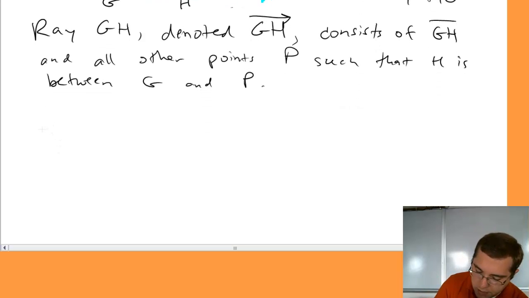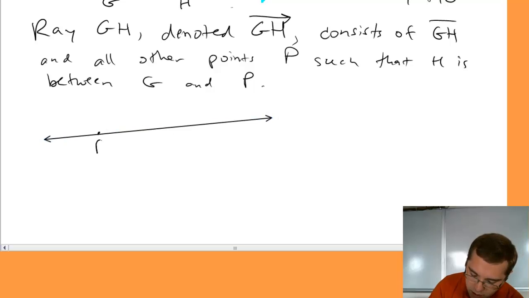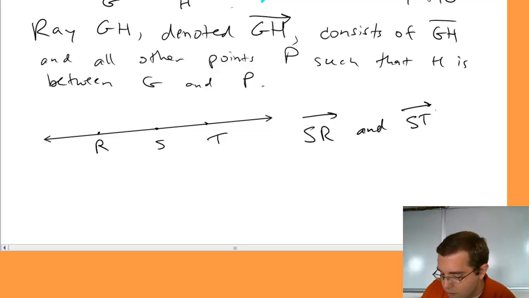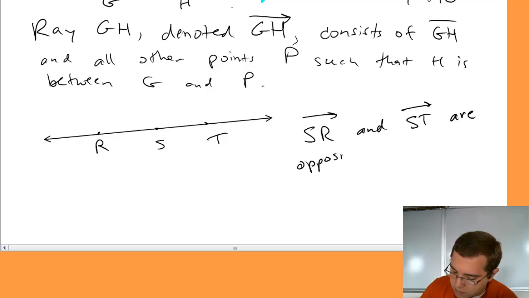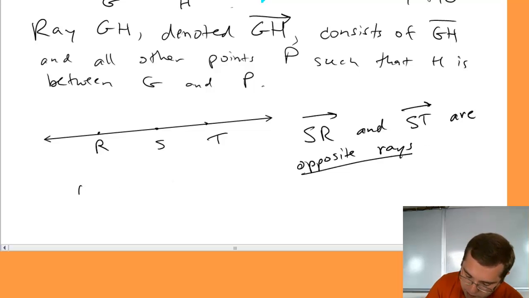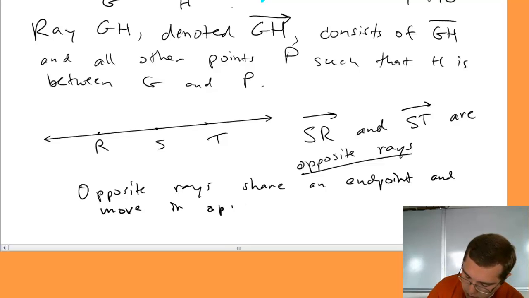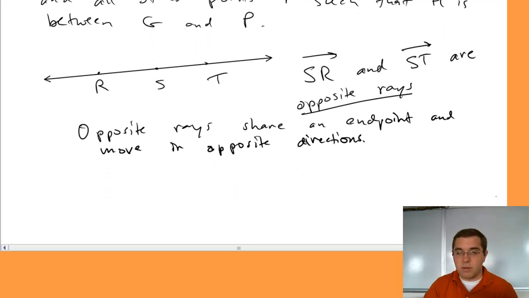If I have a line and I divide that line into two rays like this, so ray SR, which starts at S and moves to the left towards R, through R, and ray ST, starting at S, moving towards and through point T, then I'm forming what are called opposite rays. So ray SR and ray ST are opposite rays. Opposite rays share an endpoint, and move in opposite directions. Opposite rays form a line.